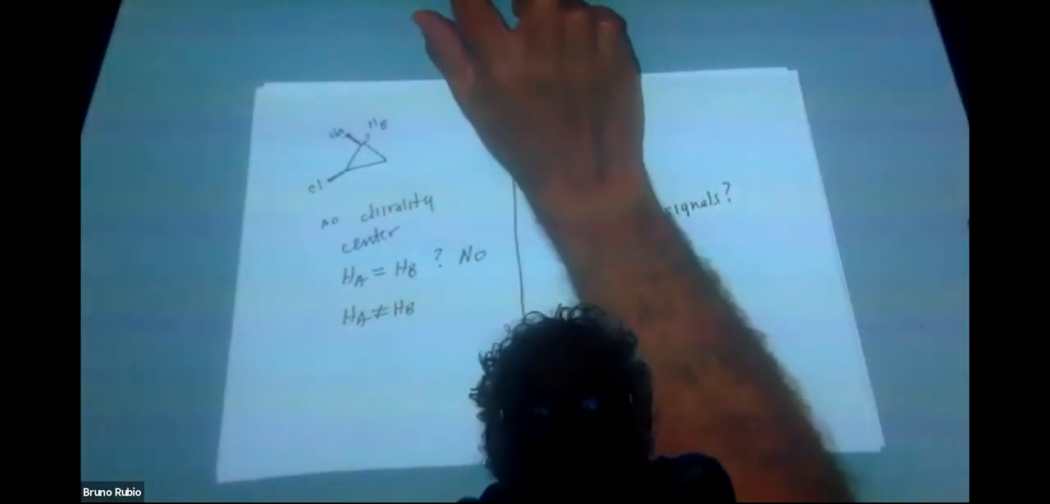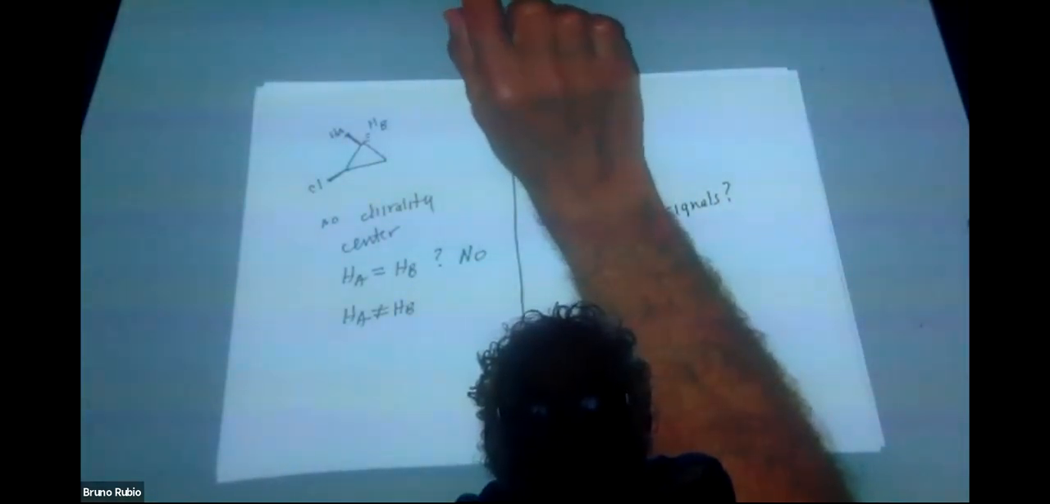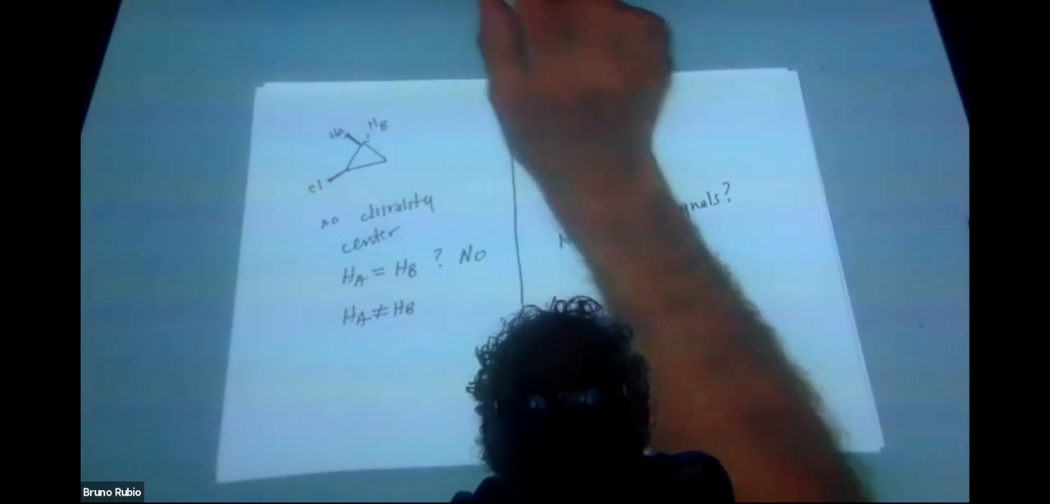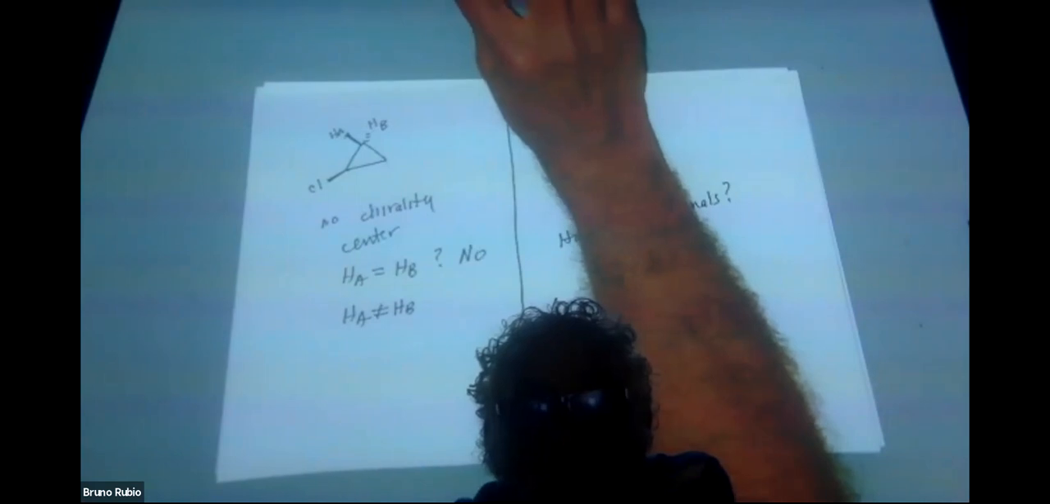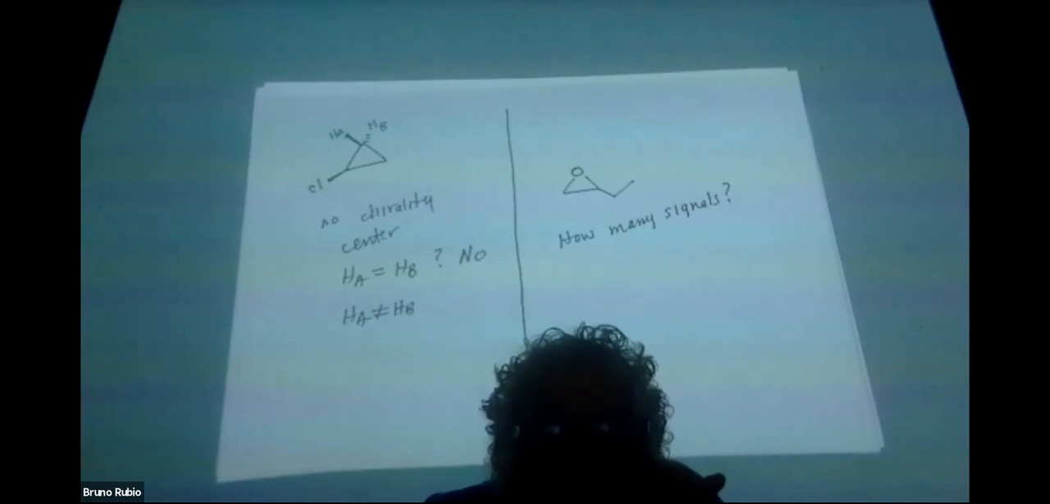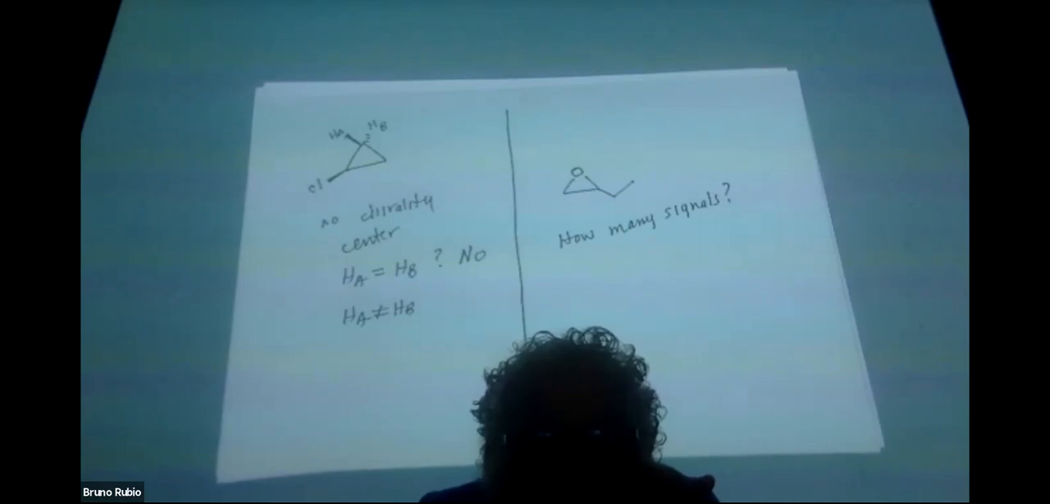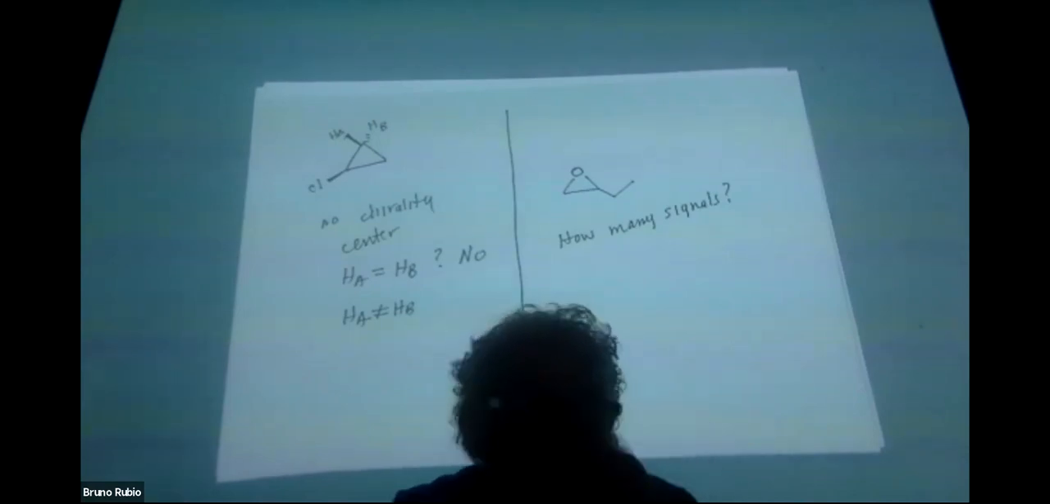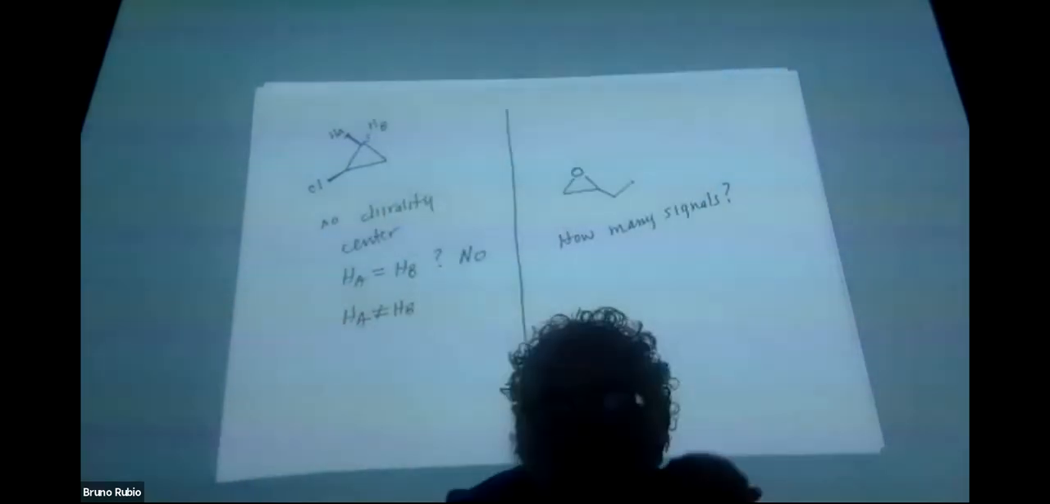Did you work on this problem while I was gone? Tell me in the chat how many signals. So how many signals is this molecule going to give? Anyone want to give it a shot? Six signals.